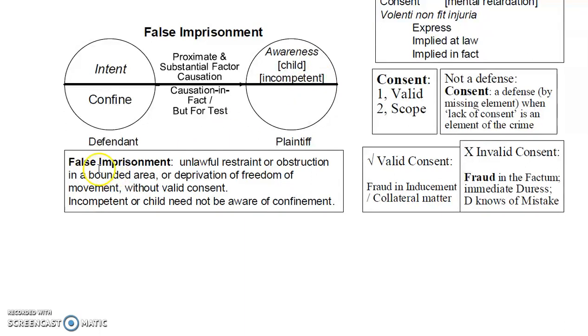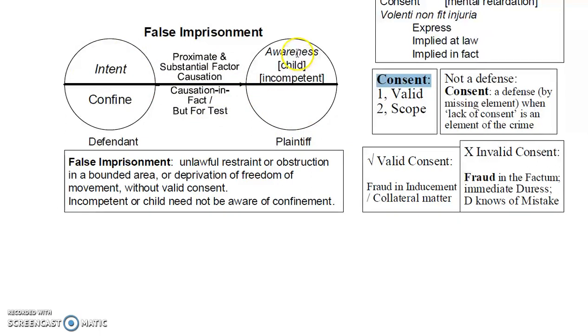A summary definition is here at the bottom, but basically the summary definition just points at the graph and the necessary elements of false imprisonment. And on the side here we can see that a valid defense for false imprisonment would be consent. That is, if the confined person previously gave valid consent for the confinement.